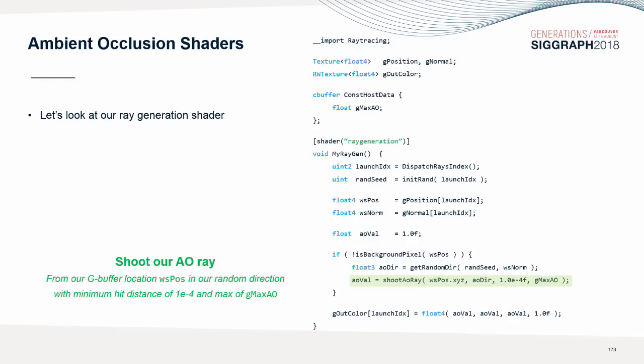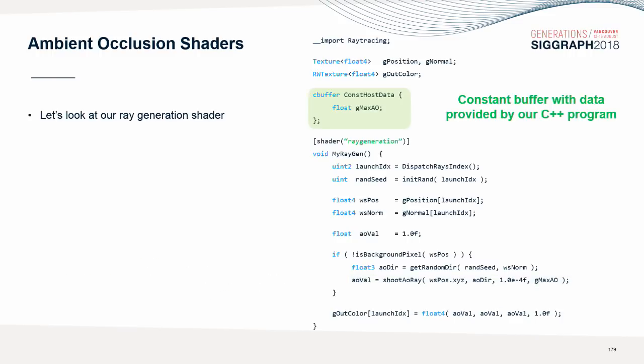And the min distance I'm going to pass in is 1e to the minus 4. This is this fudge factor that Pete talked about in his talk, so you don't get self-intersections. And the maximum value is something that I'm passing down from the C++ side, so you can change the radius of your ambient occlusion dynamically. If you want only nearby details, you can use a small value, and if you want whole scene ambient occlusion, you can turn this up to a very large value.